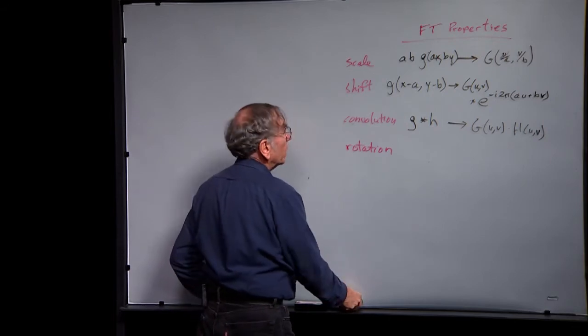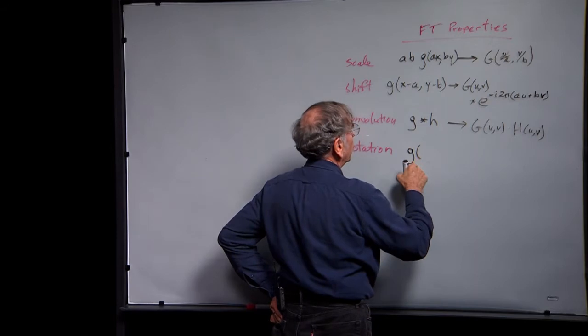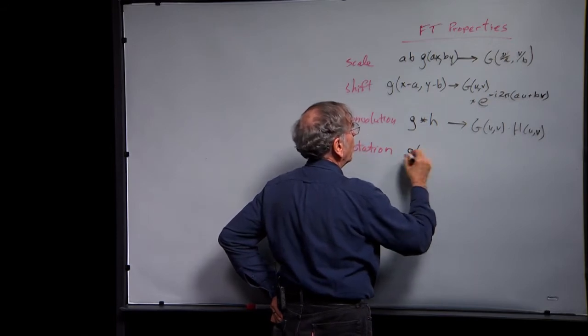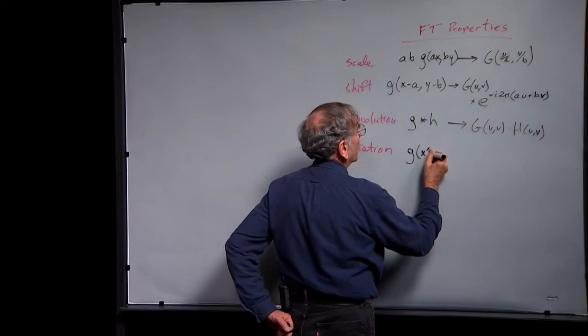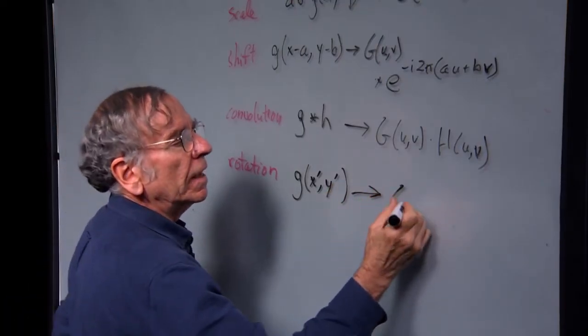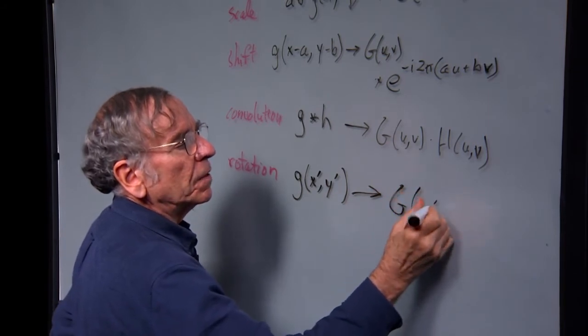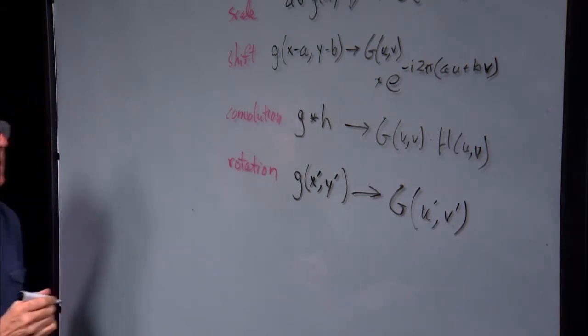And the rule is just this: if I take a function and rotate it, I'll show you what I mean in a minute, that transforms to its Fourier transform, which is also rotated in a similar way. Okay, so here's what I mean.